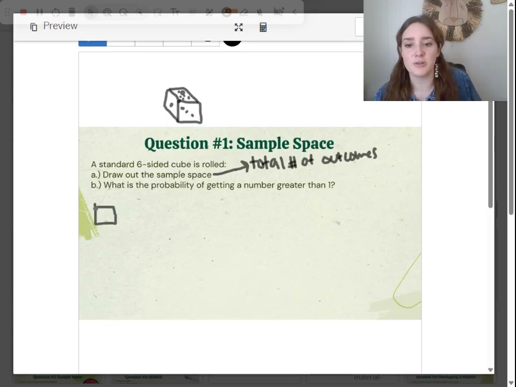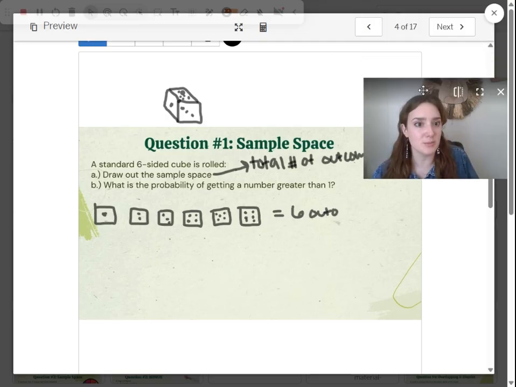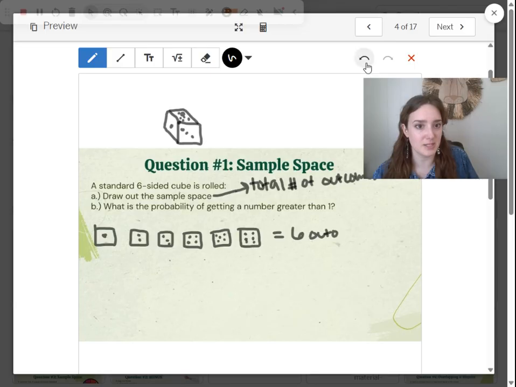So what could you roll? You could roll a 1. You could roll a 2. You could roll a 3. You could roll a 4. You could roll a 5. Let me draw a 5. Or you could roll a 6. So if you have a dice, you roll it. There are 1, 2, 3, 4, 5, 6 outcomes, 6 possible answers here.